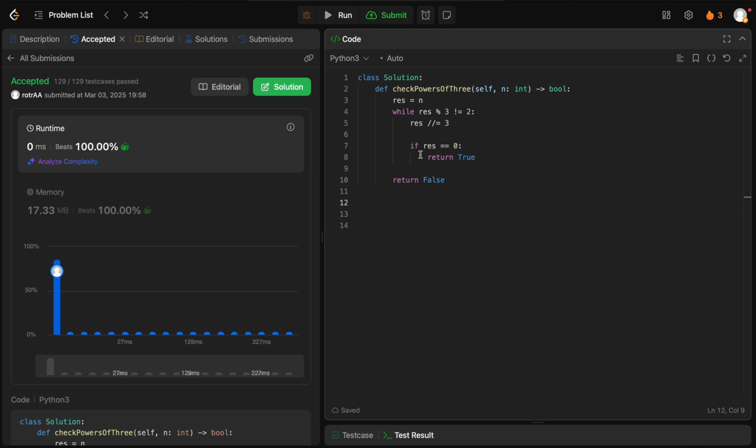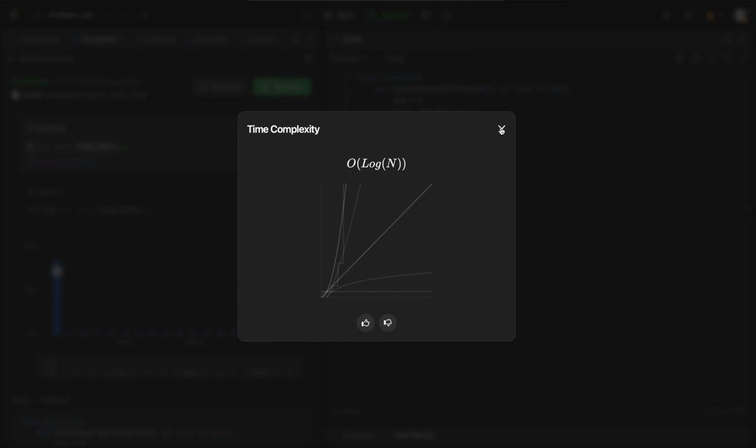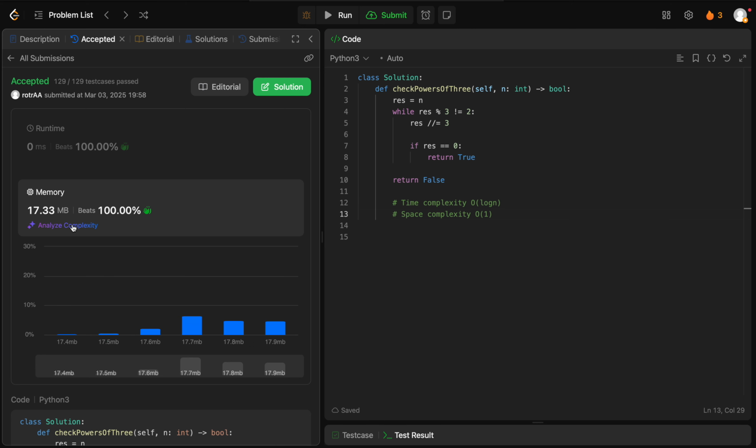So yeah, okay, let's see, time complexity. In this case, this should be O of log of n, and space complexity is O of 1. So log n and space of 1.